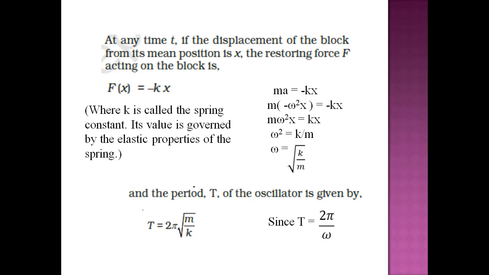Fx equal to minus Kx. Here K is called spring constant and its value depends on the elastic properties of the spring. It will vary from spring to spring.